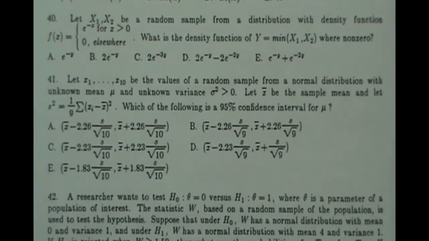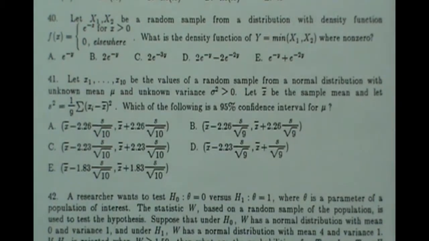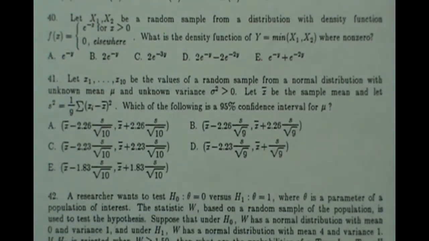Number 41. Let X1 through X10 be the values of a random sample from a normal distribution with unknown mean mu and unknown variance sigma squared greater than 0. And let X bar be the sample mean and let S squared be the sample variance. Which of the following is a 95% confidence interval for mu? Number 41 is which one is the correct confidence interval, and here it involves just finding what the t value is: t of 0.025, 9 degrees of freedom, 2.26. The answer is A.